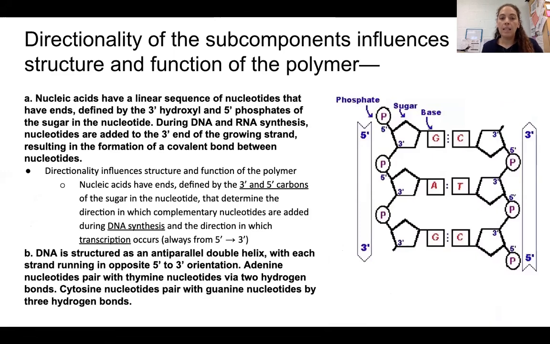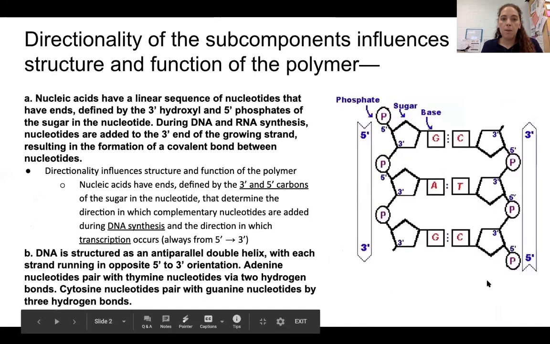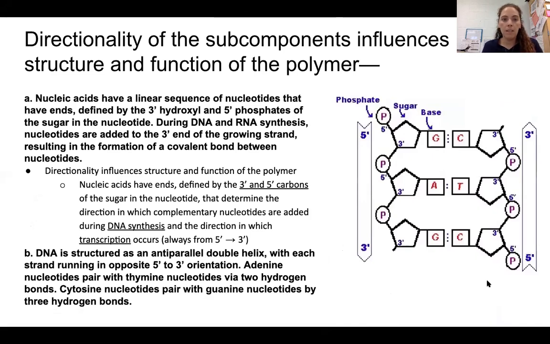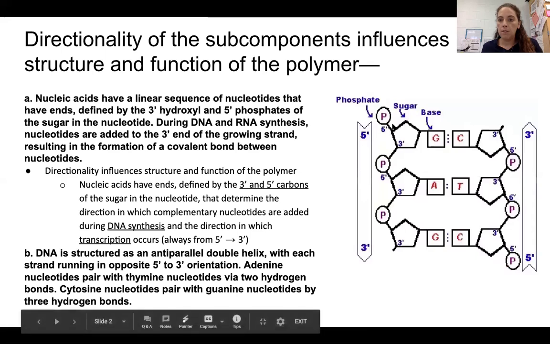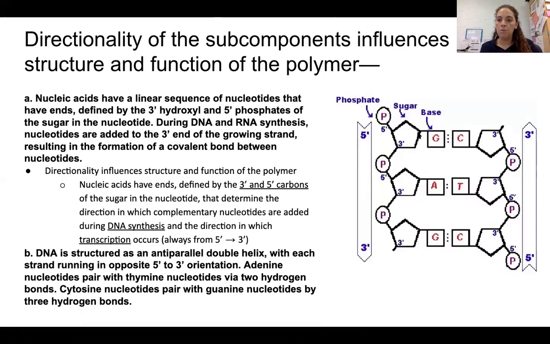Nucleic acids are a linear sequence of nucleotides, as we can see here, that are defined by the 3' hydroxyl and 5' phosphates of the sugar of the nucleotide. So here's our sugar. Remember, it's got 5 carbons, so we can count our carbons: 1, 2, 3, 4, 5, and figure out our directions. Within this, where our phosphates are, during DNA and RNA synthesis, nucleotides get added going from the 5' end onward.